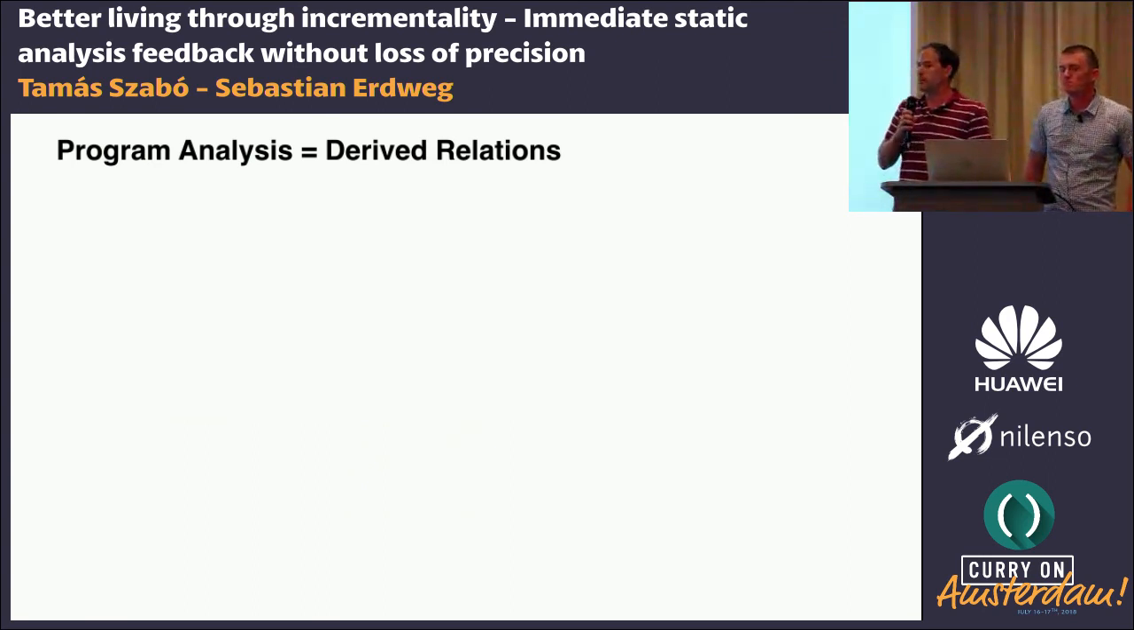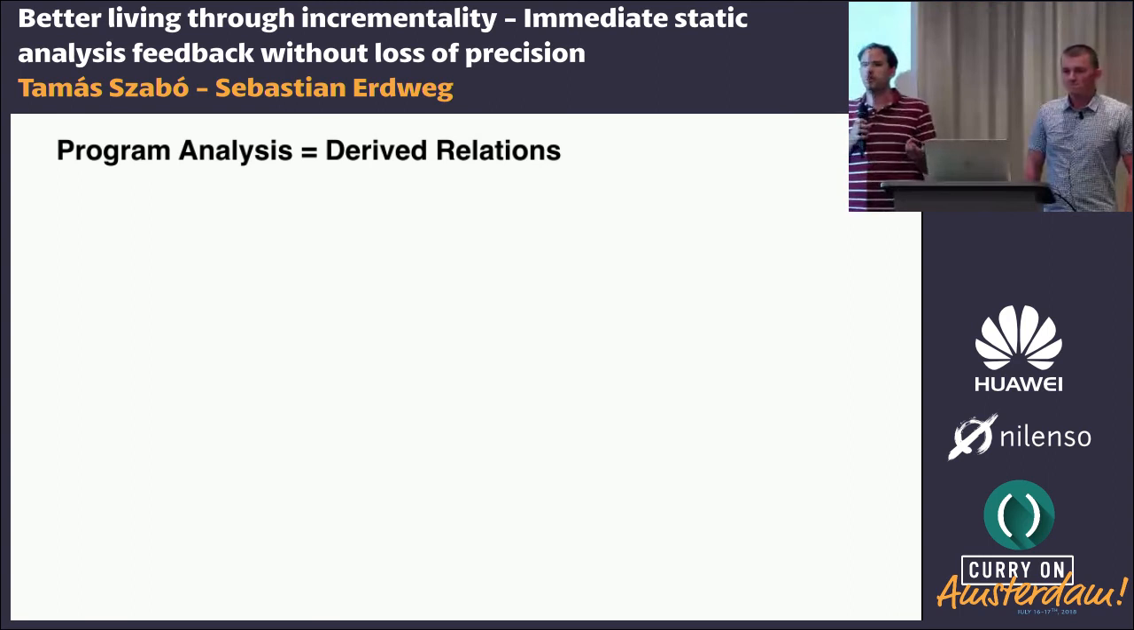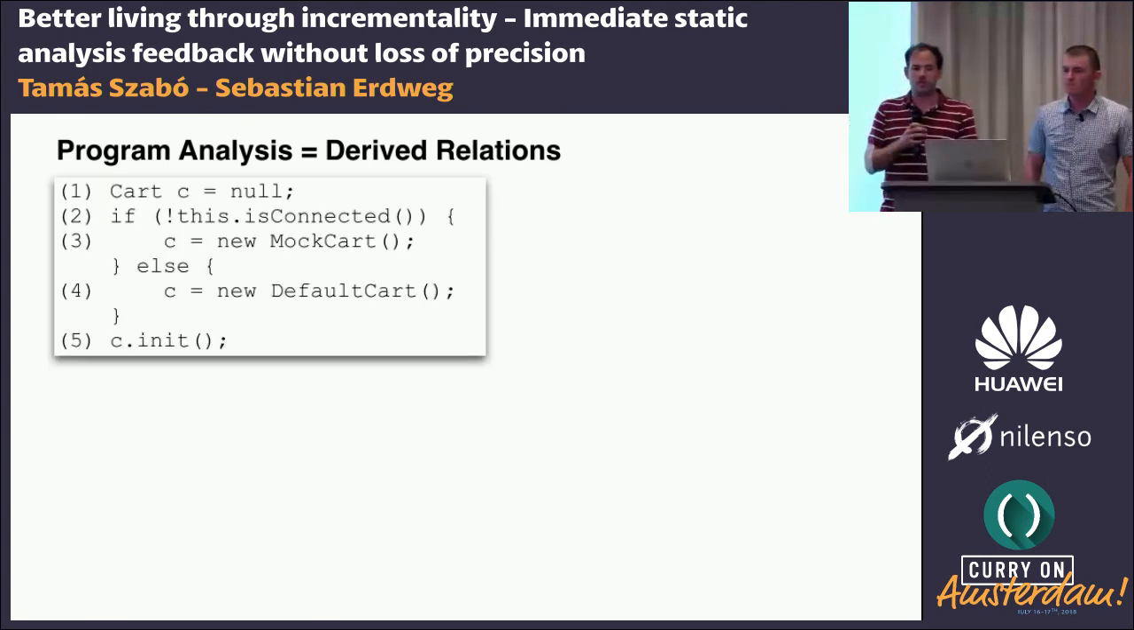What can we do with that information? Well, we can write queries against this kind of database. What these queries really compute is derived relations. A derived relation is any information that we compute about the program. The program is basically the facts that we take as input, and the queries compute information about that input.